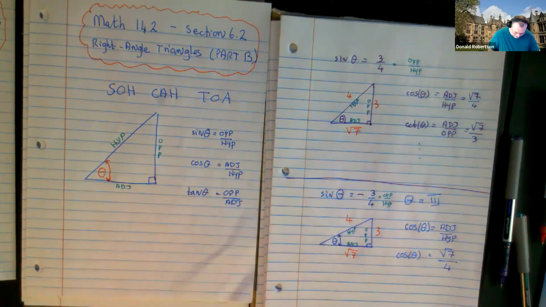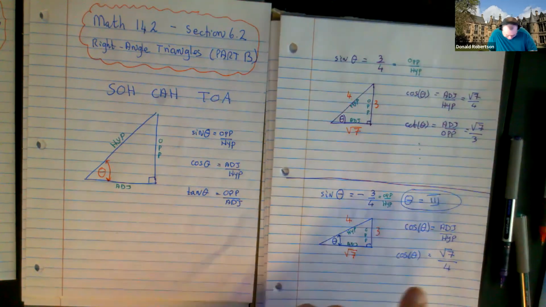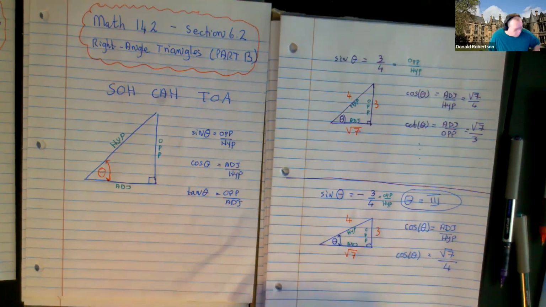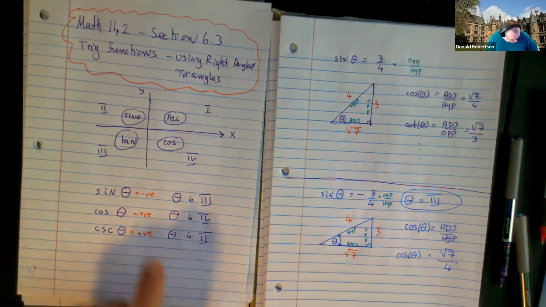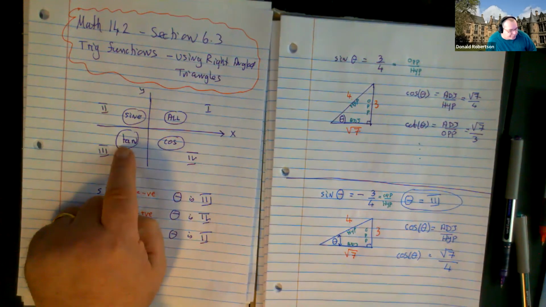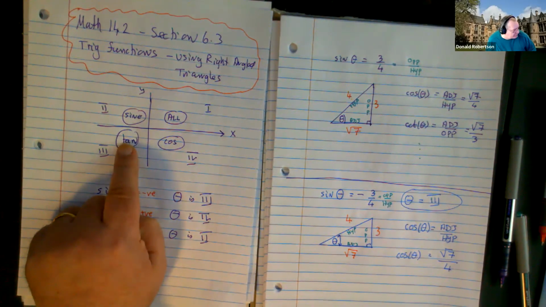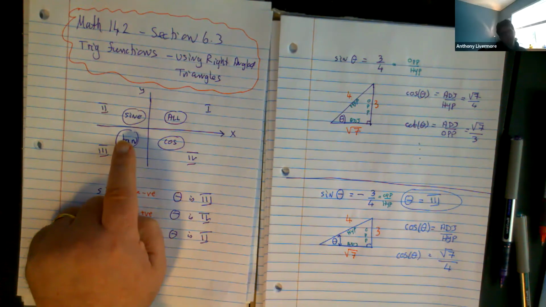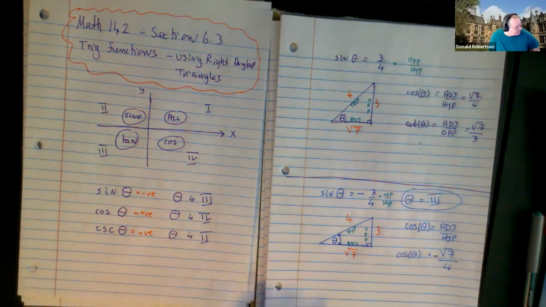And then this guy comes into play. If the angle is in the third quadrant, will the cosine be positive or negative? If your angle is in the third quadrant, will the cosine be positive or negative? Negative. And that means that is the adaptation.